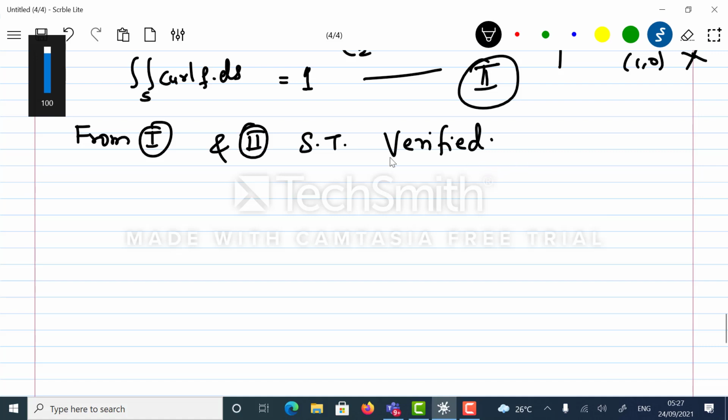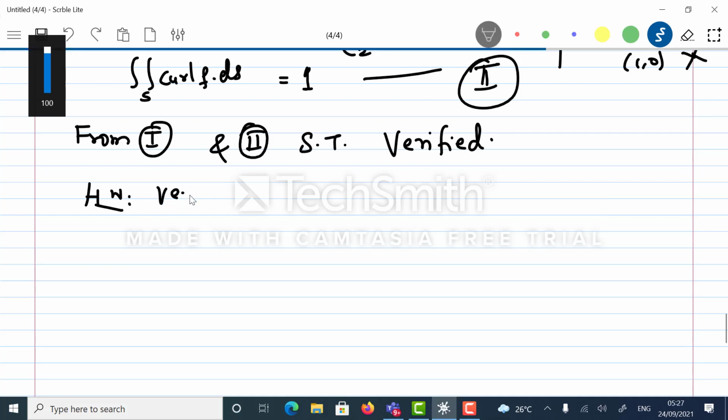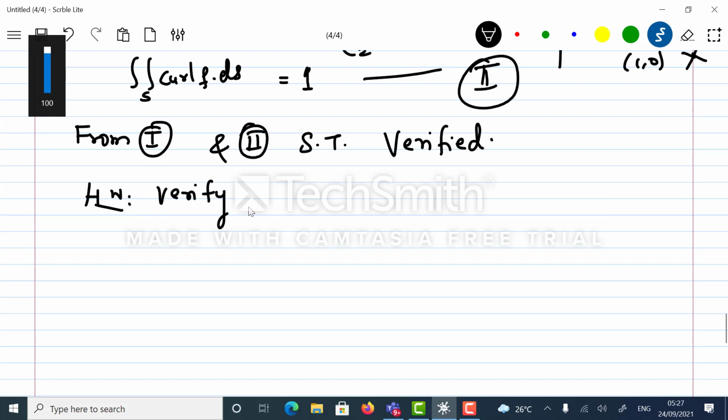Homework. Verify Stokes theorem for the plane x plus y plus z is equal to 2 in the first octant.